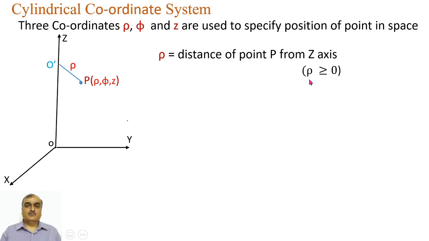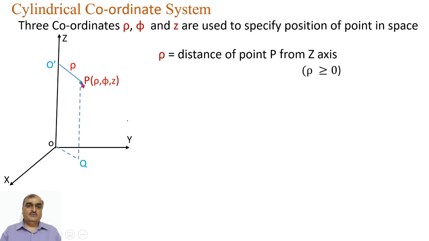The value of rho is equal to 0 or greater than 0. If the point is on the z-axis, then rho is 0. And as the point goes away from the z-axis in any direction, in the three-dimensional case, the value of rho increases. This is the first coordinate, the rho coordinate.